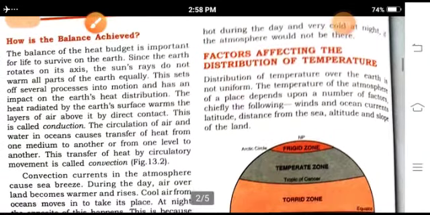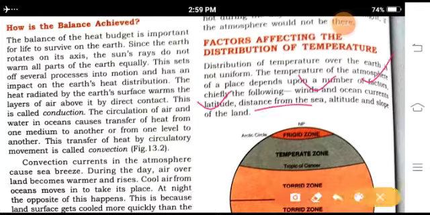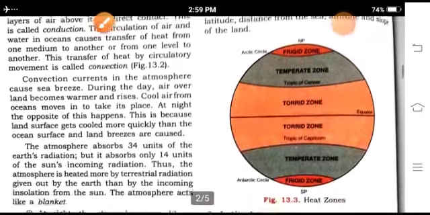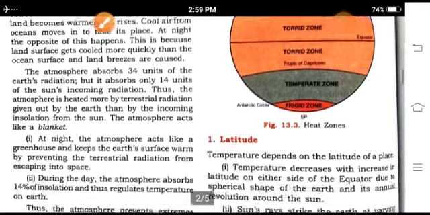Some of the factors affecting the distribution of temperature. The distribution of temperature over the earth is not uniform. The temperature of the atmosphere of a place depends upon a number of factors like winds, ocean currents, latitude, distance from the sea, altitude, and slope of the land. Here, latitude.